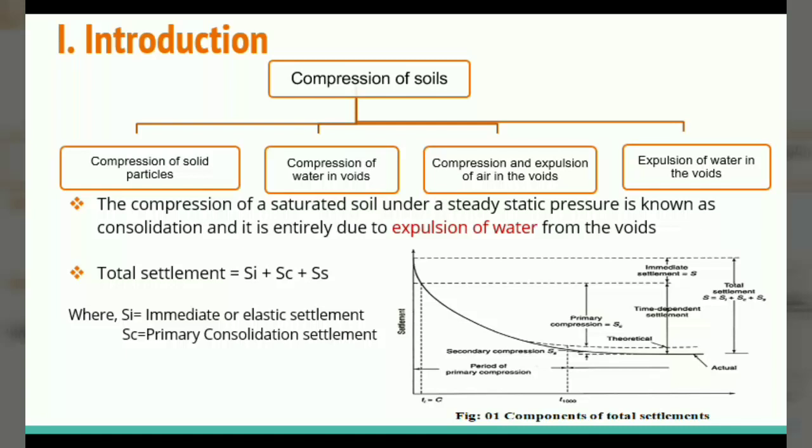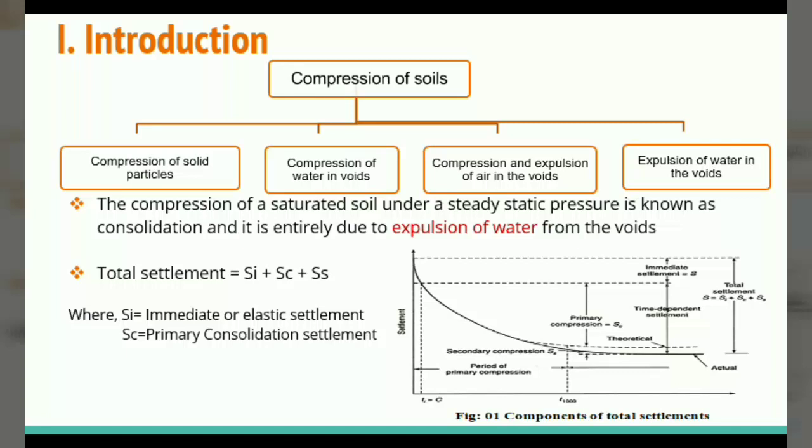And we know that water is incompressible compared to the solid particles. So the hydraulic gradient develops, the water starts flowing out, and a decrease in volume occurs. And this decrease in the volume of soil depends upon the permeability of the soil.